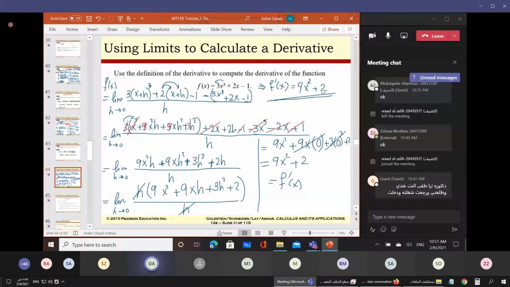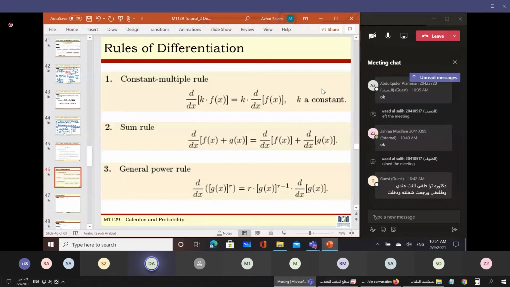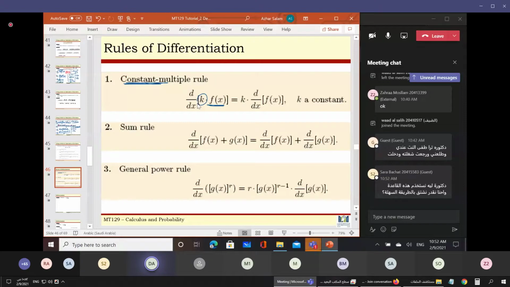Okay, now for the example in the slide. For more rules. Now, if I have a function multiplied by a constant, okay? I have here, for example, f of x multiplied by a number, let's say it's k.